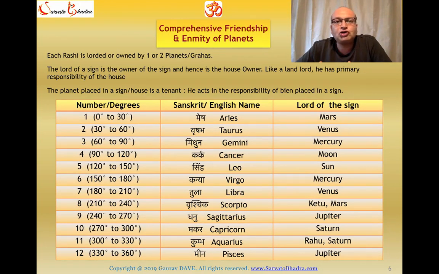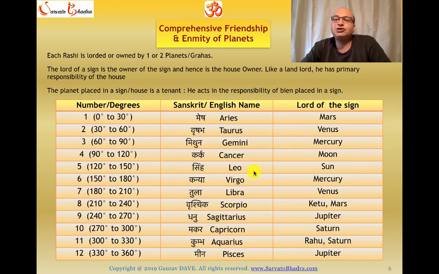Few planets also have more than one sign lordship, that is, they lord more than one sign. So here are the 12 signs and here are the 12 lords of the 12 signs. Aries is lorded by Mars. Taurus is lorded by Venus. Gemini is lorded by Mercury. Cancer is lorded by Moon.